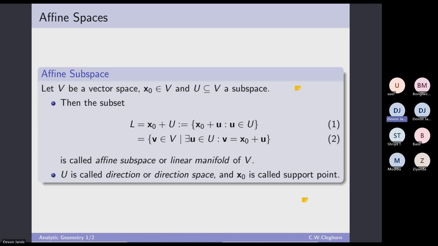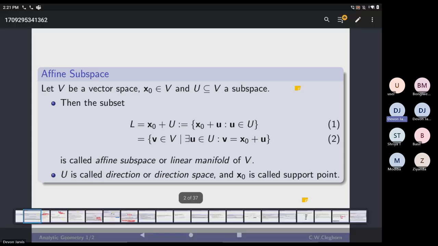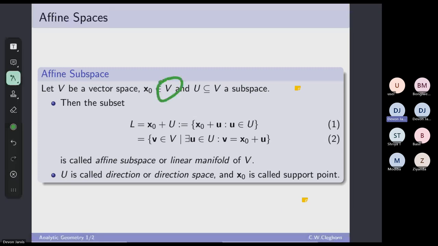The first one of these is just an affine space, and I wouldn't complicate an affine space more than it needs to be. It's just a vector space that is shifted away from zero. Okay, so let V be a vector space, as we discussed last week, but now we have some x0 that is an element of this V space, and then you have U, which is a subspace of V. Then the subset, which is the subspace U plus this x0, defines an affine space. It's also called a linear manifold of V.